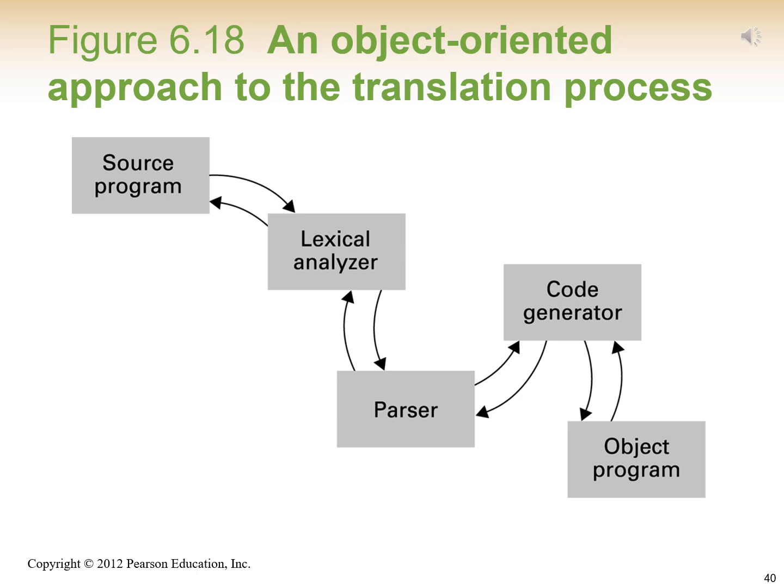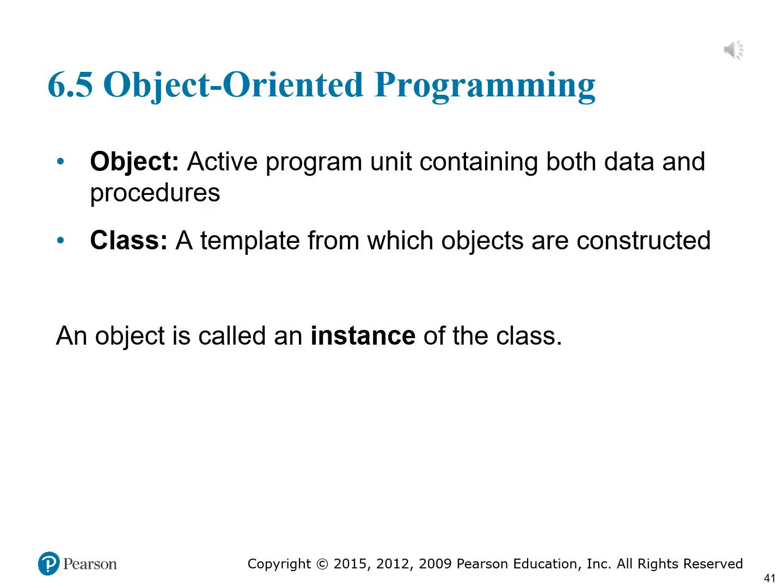In turn, the task of translating a program from one language to another conforms naturally to the object-oriented paradigm. The source program, lexical analyzer, parser, code generator, and object program are objects that interact by sending messages back and forth as each object goes about performing its task, as shown in this figure. The object-oriented paradigm entails the development of active program units called objects, each of which contains functions describing how that object should respond to various stimuli.